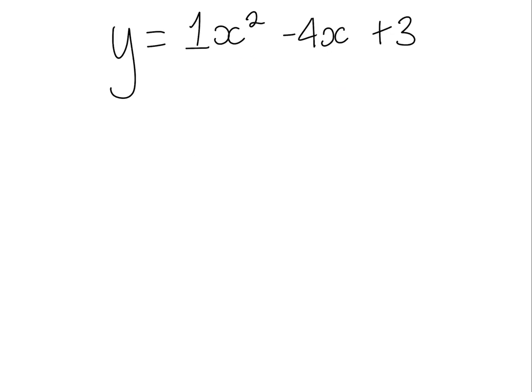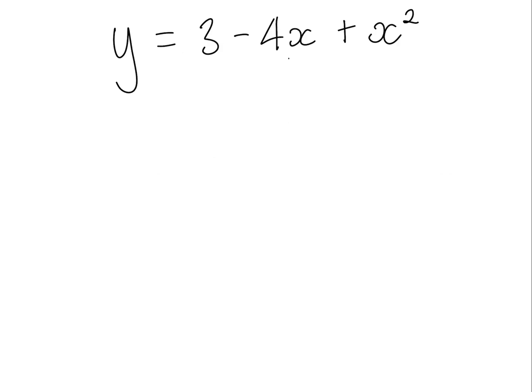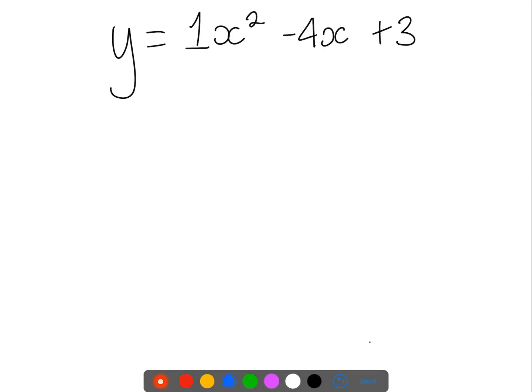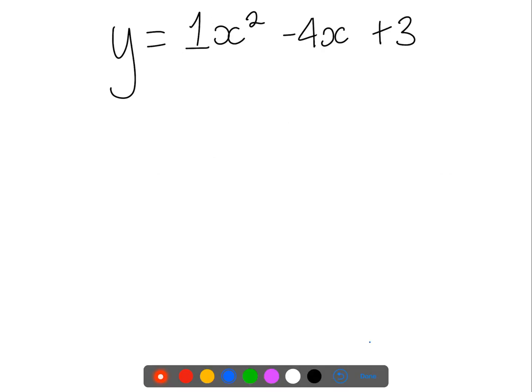Let's do that on the next page. What is the value of a, b, and c? So here we can see that there's only one x, so that's number 1. There's a negative 4 in front of that, and there's a 3. So remember that's a, b, c. So our a equals 1, our b equals negative 4, and our c equals 3.